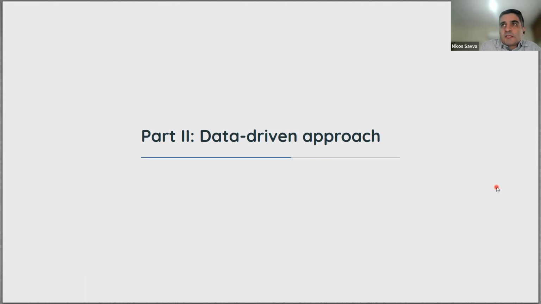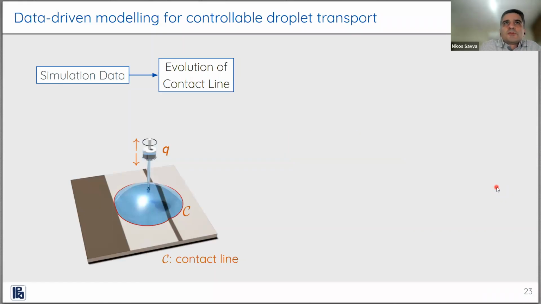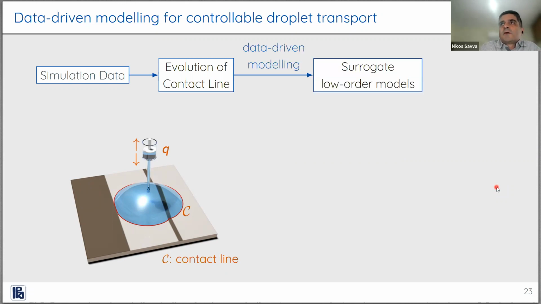Next, I'm going to talk about the data-driven approach, which is pursued with Andreas Dimu within the Center of Excellence RACE, which basically pursues AI methods for engineering applications towards exascale. And wetting hydrodynamics is one of the use cases pursued. So what we want to do here is use simulation data from which we get the evolution of the contact line, and obtain in a data-driven manner surrogate low-order models for the evolution of the contact line.